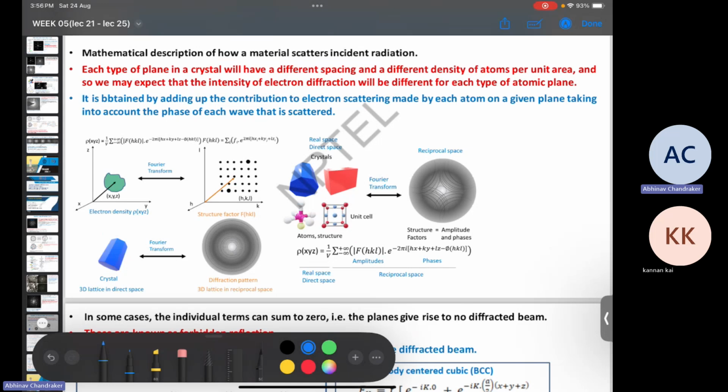So till now we were only talking about planes in the lattice and the spacing between the planes, but we didn't really consider the specific positioning of the atoms, which depends on the crystal structure of the material which you are seeing. So even the positioning of the atoms due to the crystal structure will have an effect on the diffraction pattern that you'll observe.